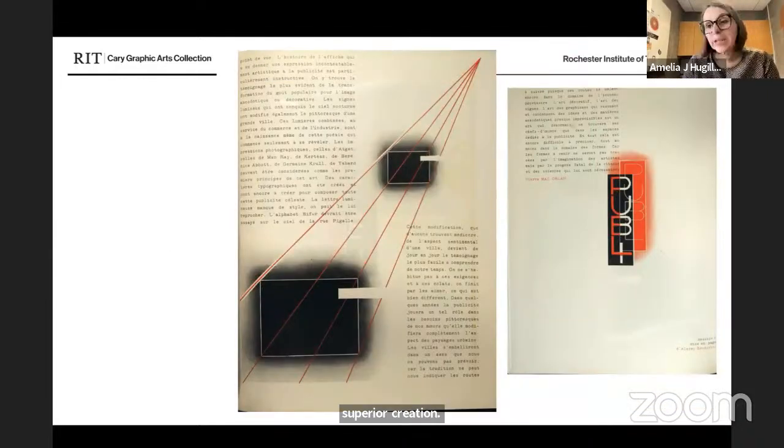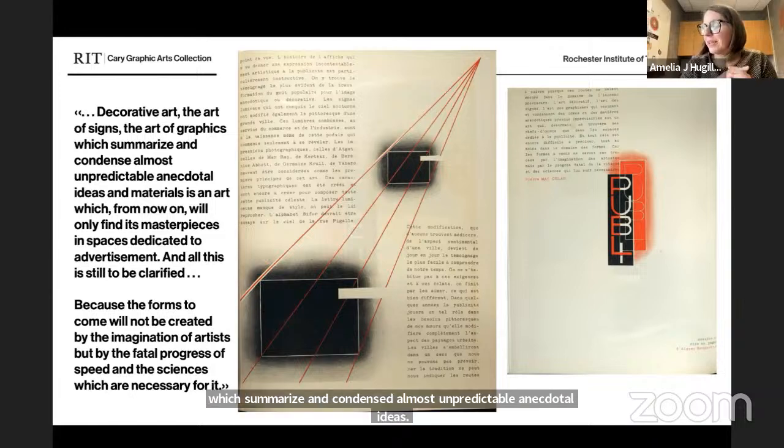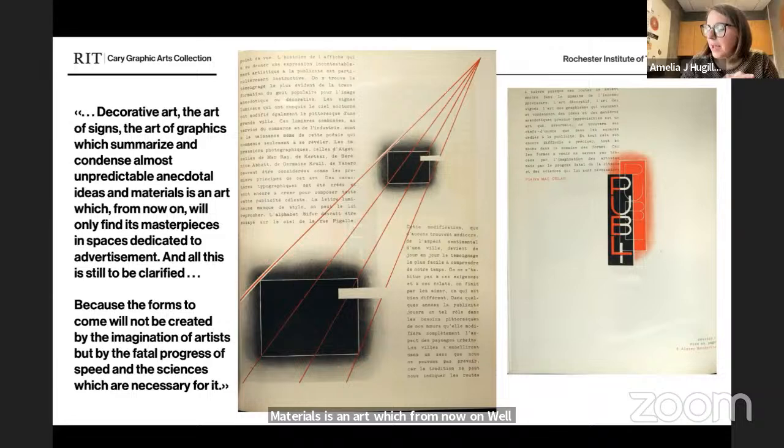Cities will be beautified in a way we cannot predict, because tradition cannot show us the routes to be continued, since still in these roads, the provisional unknown is mixed. Decorative art, the art of signs, the art of graphics, which summarize and condense almost unpredictable anecdotal ideas and materials, is an art which, from now on, will only find its masterpieces in spaces dedicated to advertisement.